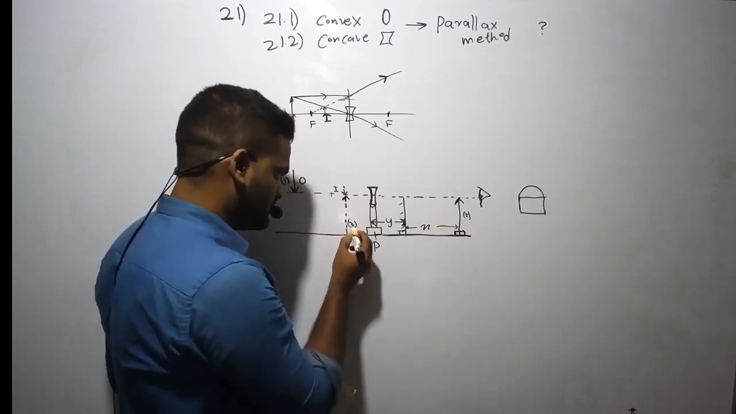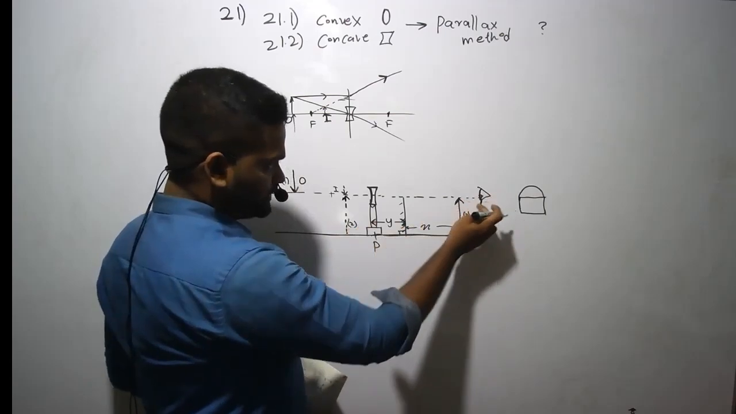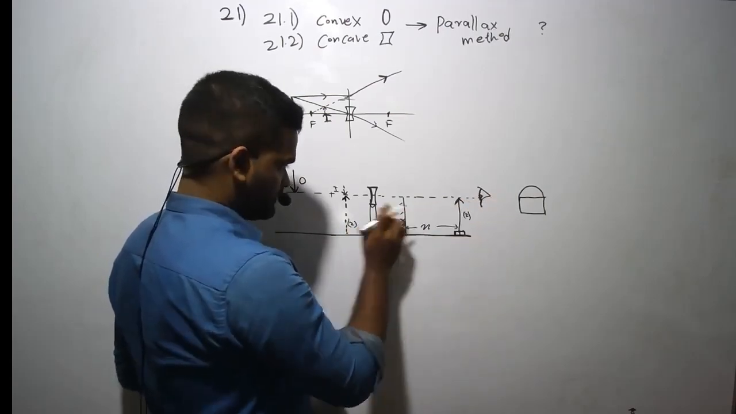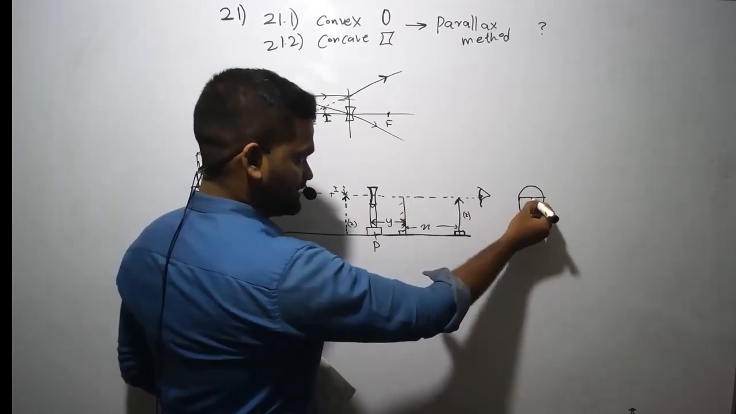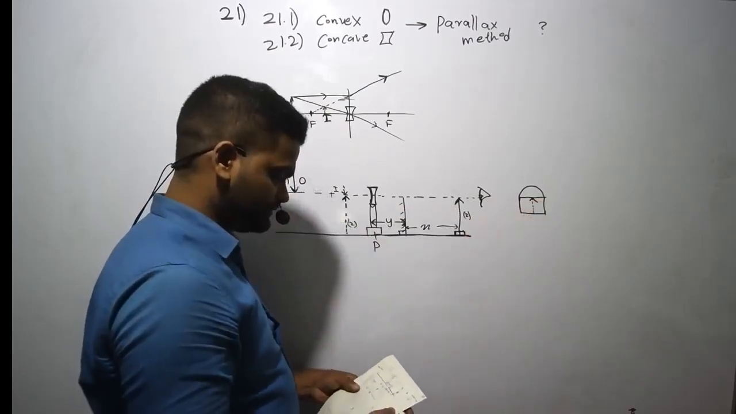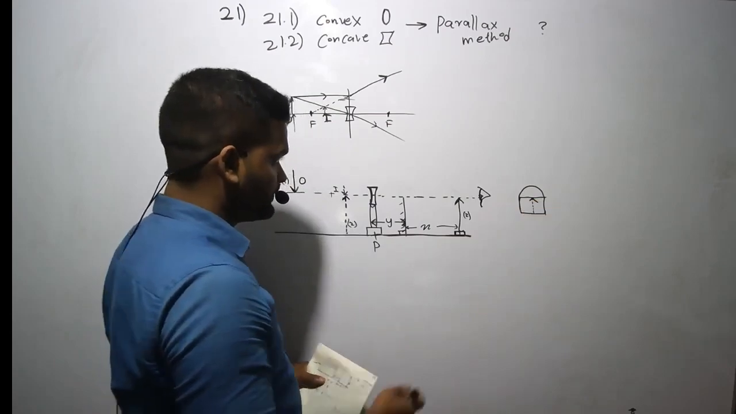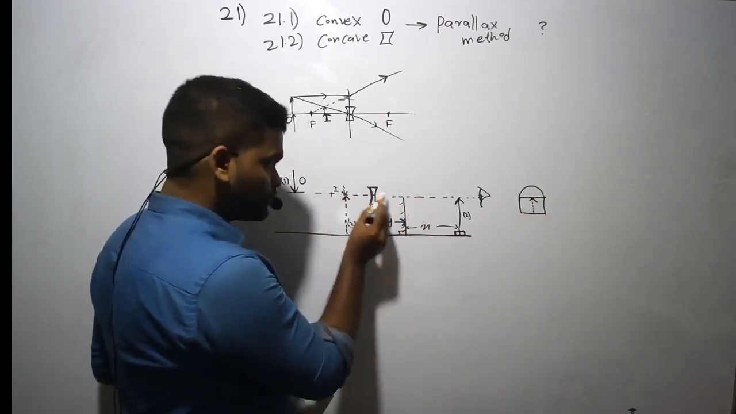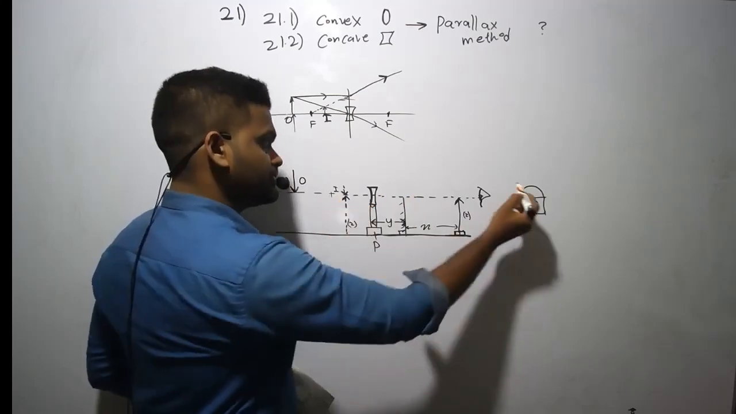So through the mirror, what you see is the image of this image. Let's say that image is like this. You see that. Then what do you see? Through the lens, you see this small image like this.